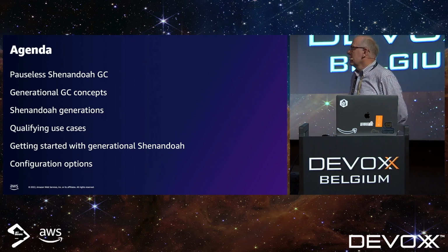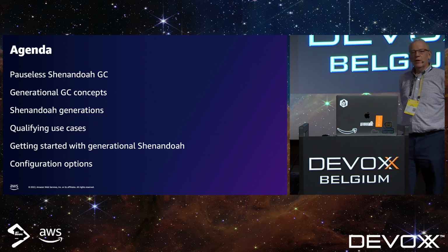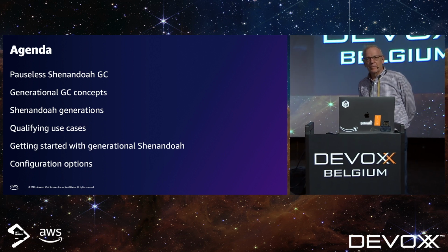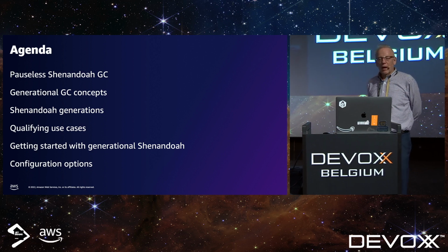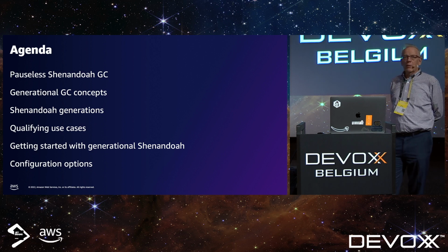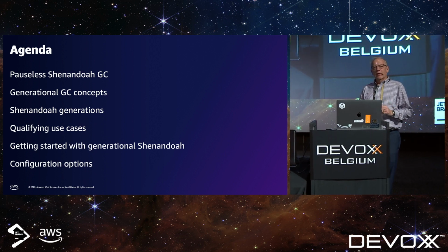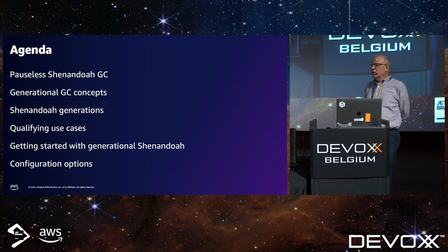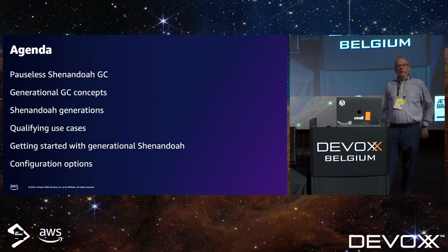The talk will follow this agenda. We'll introduce the notion of pauseless Shenandoah garbage collection, talk a little about why generational extensions are beneficial, and then we'll talk about how we have gone about adding a generational mode into the existing Shenandoah garbage collector. Talk a little about how to decide whether a particular service is appropriate for using generational Shenandoah. And then we'll give some guidelines on how you can get started with using generational Shenandoah.